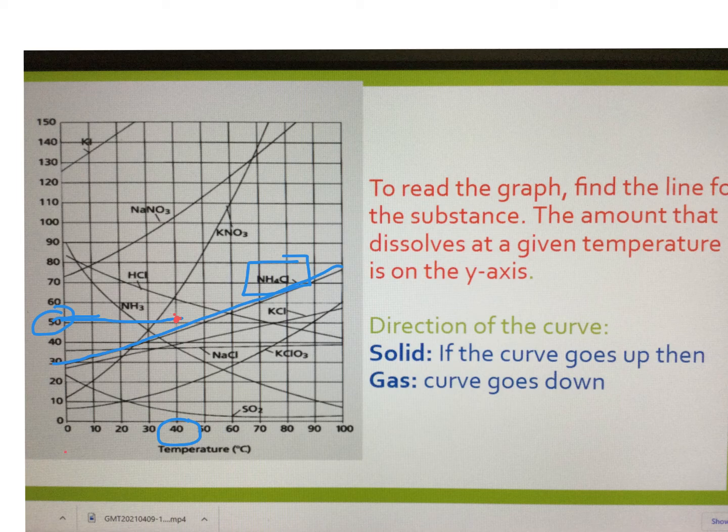So now let's go ahead and do something like 10 grams with that same 40 degrees Celsius. That 10 grams is right here, and the 40 is right here, so your plot is right here. Because your chemical line of NH4Cl is up here, this is way below the line. That's going to make it an unsaturated solution.